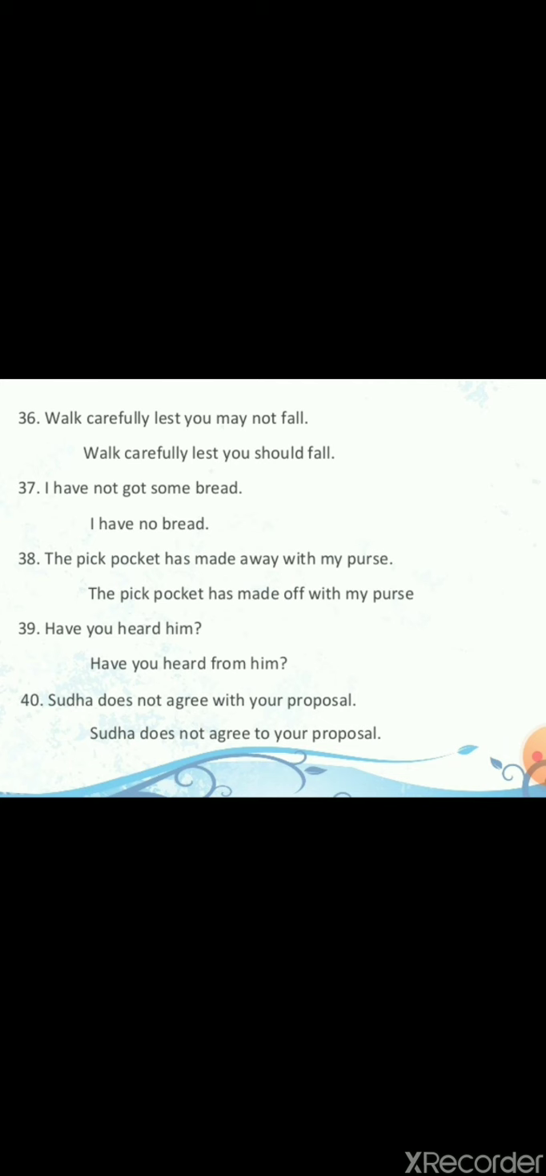The pickpocket has made off with my purse. Off is a must here, so it is preposition based. Preposition based error: have you heard from him? Correct version. That doesn't agree with your proposal.